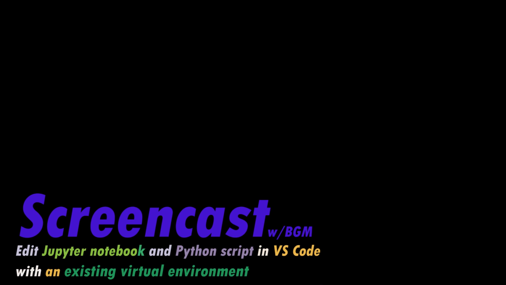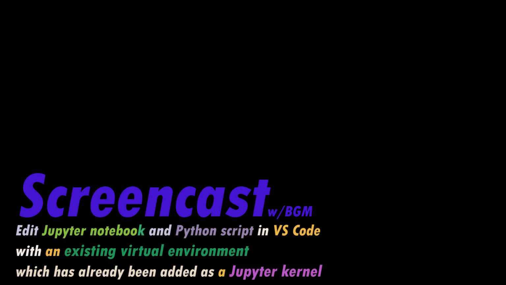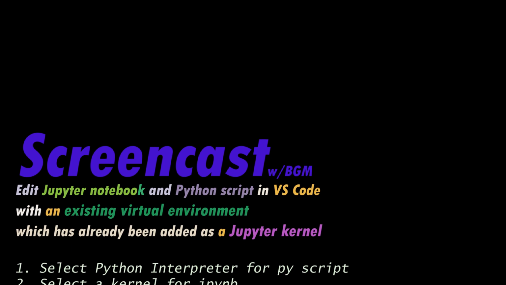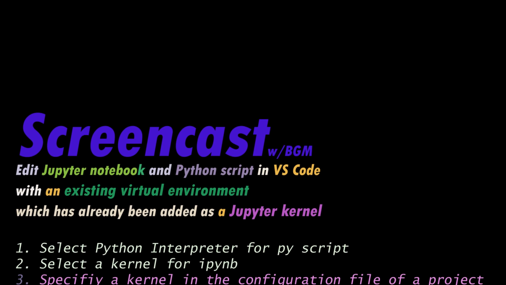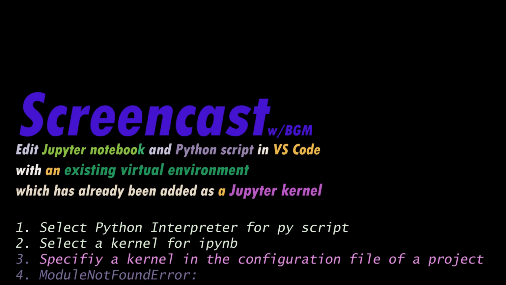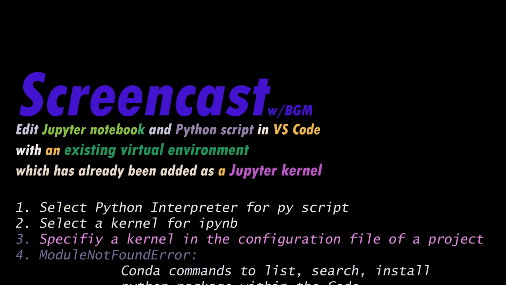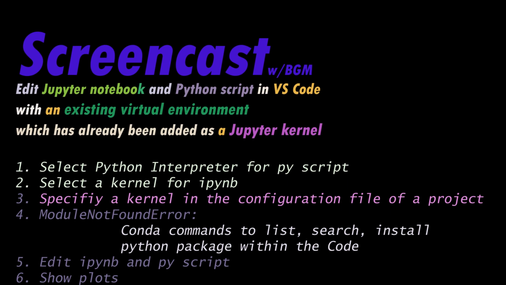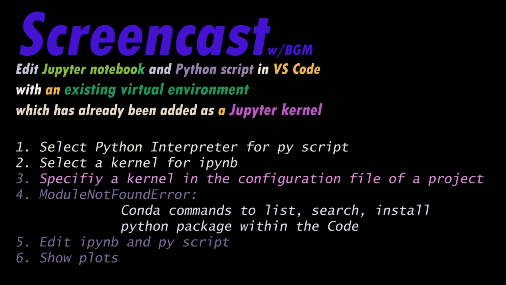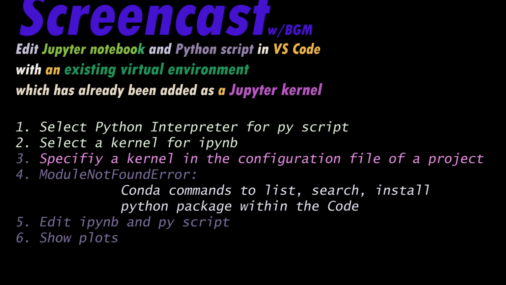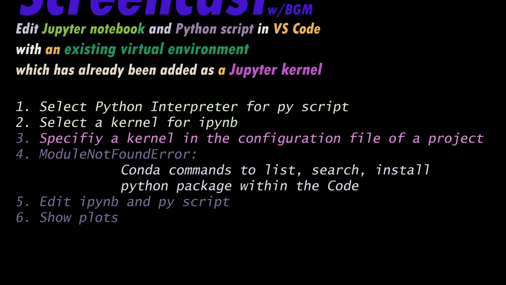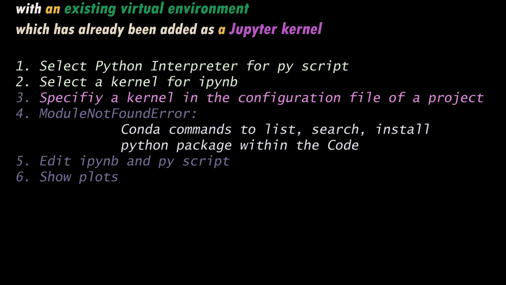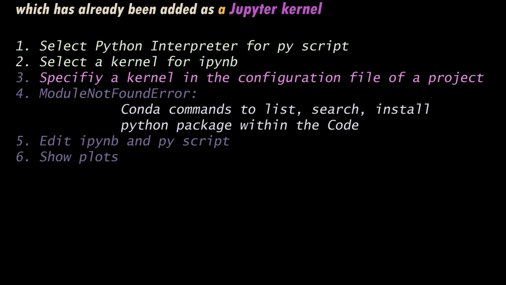With an existing virtual environment, which has already been added as a Jupyter kernel, if you choose VS Code as your workplace, the following screencast shows you in the code how to select an interpreter for a Python script and select a kernel for a Jupyter Notebook. If you see a module not found error, you will learn how to run conda commands to list, search, and install a Python package within the code.